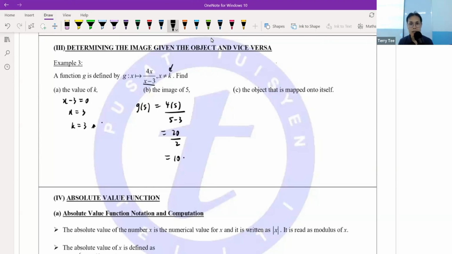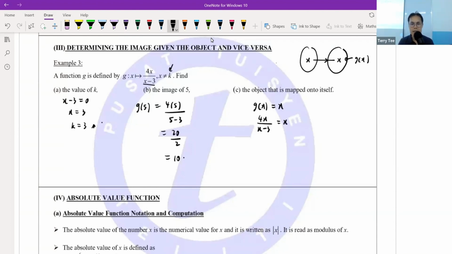Next one. Object that is mapped onto itself. Now, mapped onto itself means your object is the same as your image. Okay, by right, we can draw an arrow diagram like this. Your object is x. Your image is also x. And your image is g(x), and g(x) is the same as x. So what is my g(x)? 4x over x minus 3.